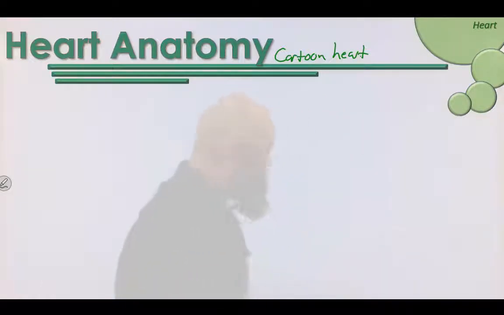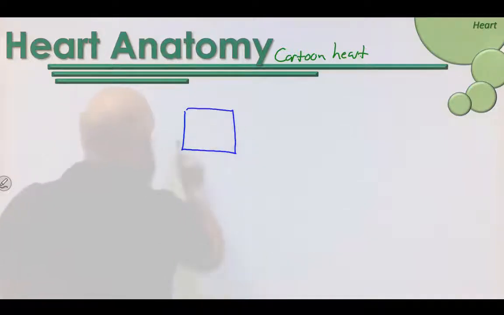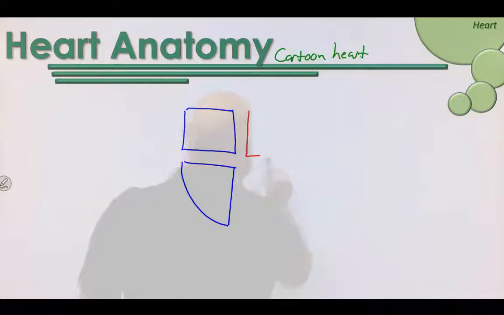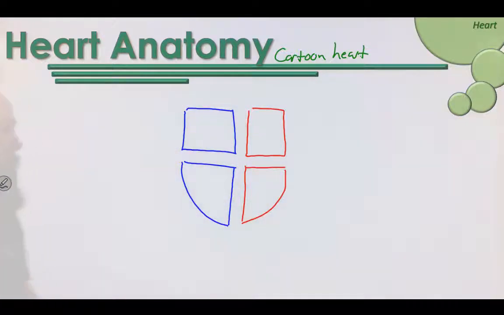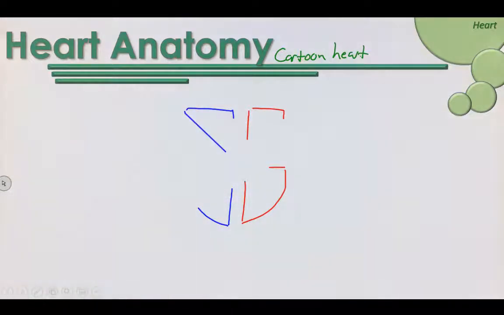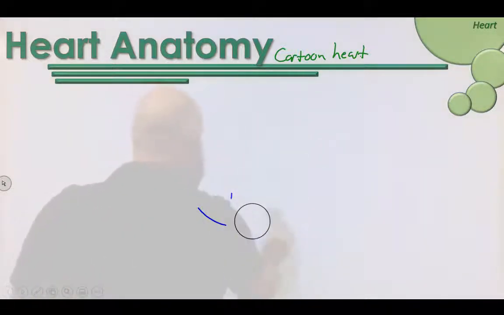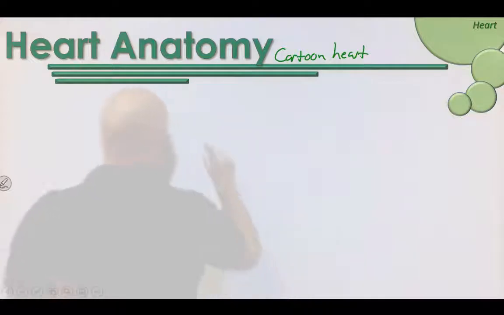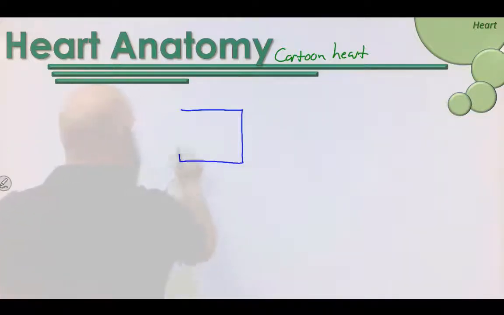So here we go. The heart consists of two sides. There is a right side and there is a left side. I chose the two colors that I did for reasons that hopefully will be obvious later. I don't know how I did that. That was awful. All right, let's start over from the beginning. There's a right side and there's a left side.